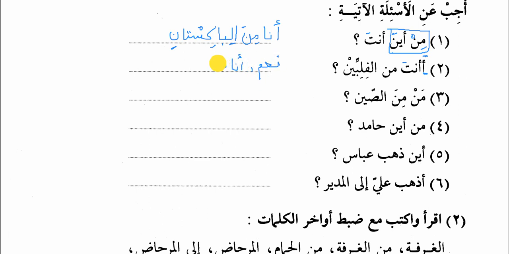Ana minal Philippine. You can take the spelling from here. And man minas Sin, who is from China? Yasirun, any name you can use. Yasirun min as-Sin. Because of the al, this country name will take a kasra. Minasini. Min aina, this is also together.